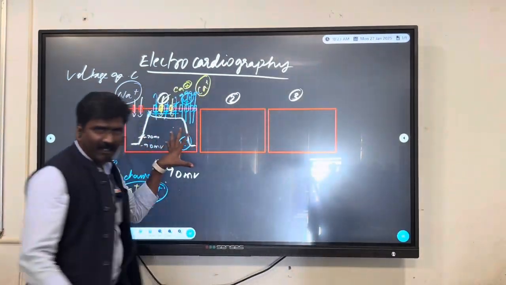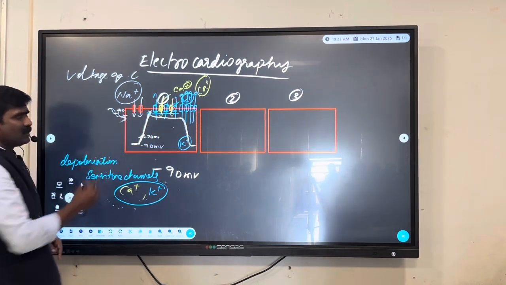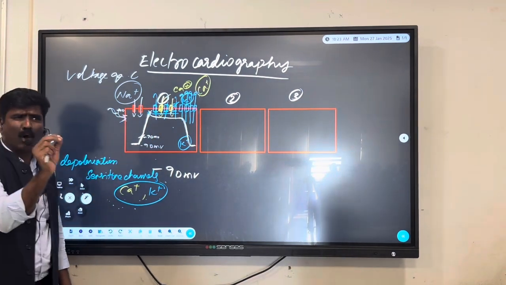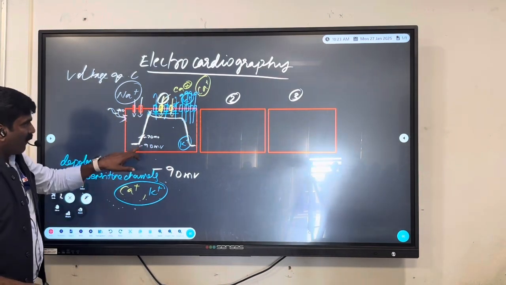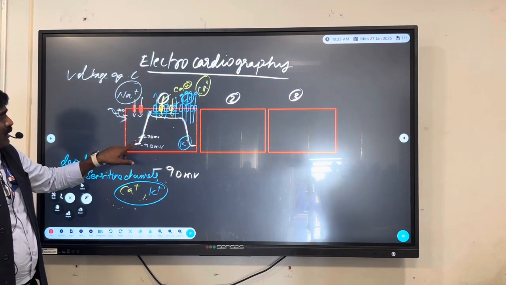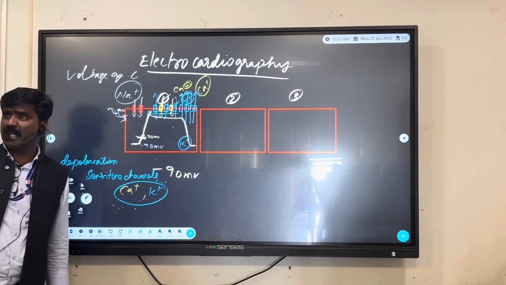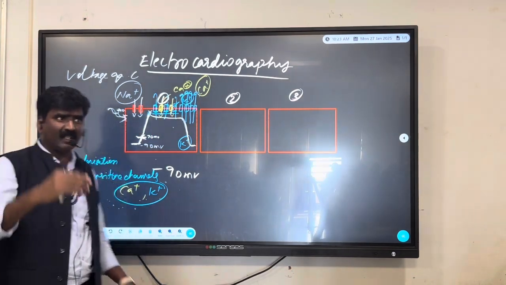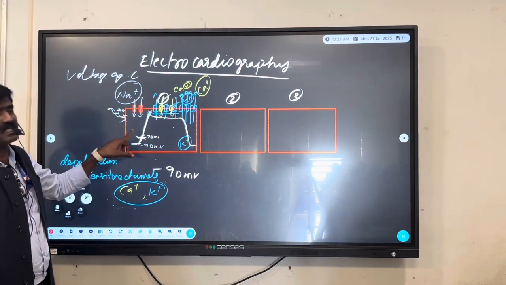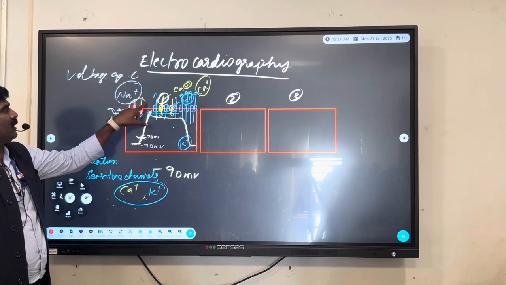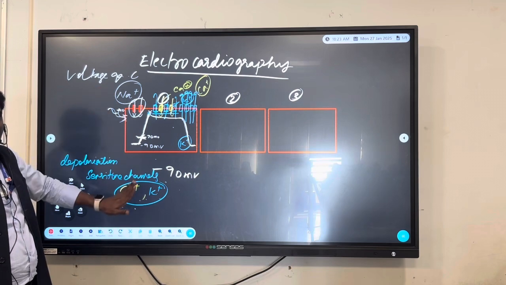The cell is negatively polarized, -90. When you give appropriate stimulation, only small amounts of sodium will trickle into the cell. If it is not reaching -70, then these channels will not open. It should reach the minimum threshold level, that is -70. That much sodium should enter the cell. Right? When the resting membrane potential reaches -70, then the sodium channel will open and more and more sodium will enter and it will become zero.